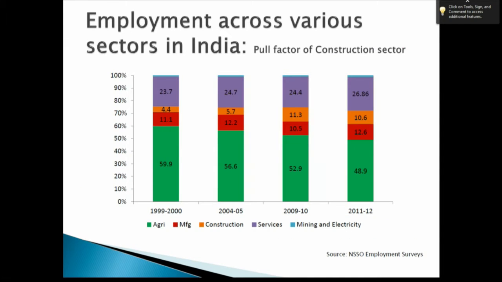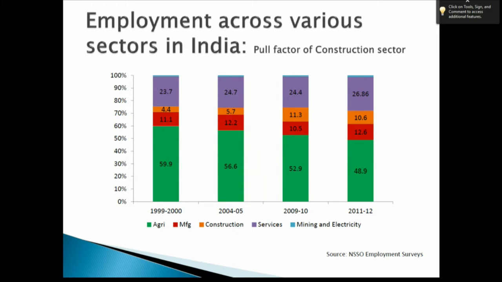Let me look at the employment-wise sectoral split here. Now, this data is from NSSO. What this says is that from about 60% of the total employment in 2000, agricultural employment has come down to 49%.